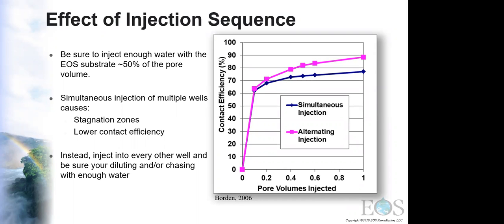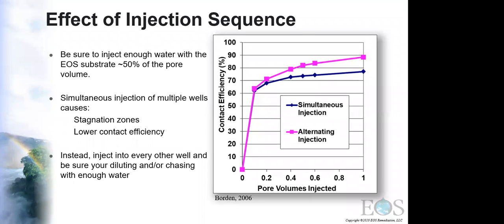Now, further to that, not only the amount of water is important, but the sequence in which you inject your wells is important too. So what we're showing here on this graph is not only pore volumes, but also simultaneous injection versus alternating injection. And what I mean by that is simultaneous would be you're injecting each well right next to each other, all at the same time. And that can create stagnation zones between the wells. The flow seems to sort of repel itself.